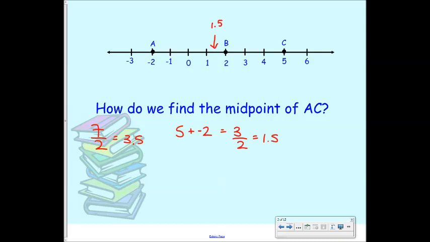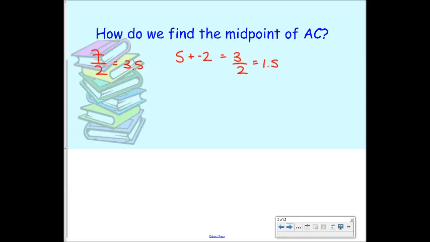Okay, so when you're looking at 5 plus negative 2, we added together 5 plus negative 2. Because 2 is a negative, you actually subtract them. Exactly. It's the end point plus the end point divided by 2. So we would say midpoint is equal to end point plus end point divided by 2.